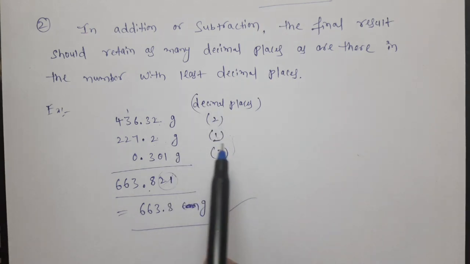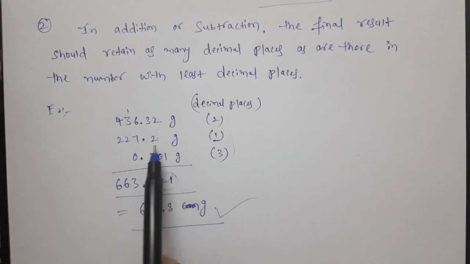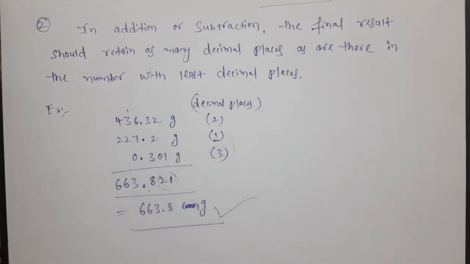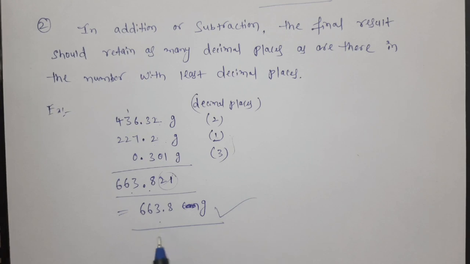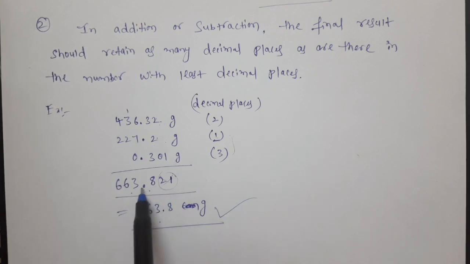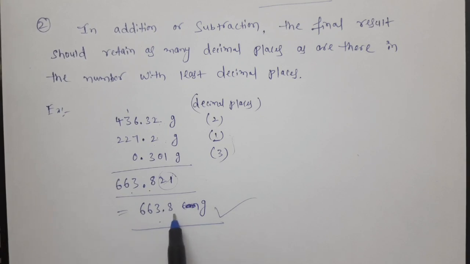Because in the 3 given numbers, which one has least decimal places? The second one. And how many decimal places are there? 1. So the final answer should be given with only one decimal place. So that's why actually we are getting like this. Finally we have to convert like this, isn't it? And I'll tell you how to round off. Here after the point we have to take only one digit. So we are taking one digit here.